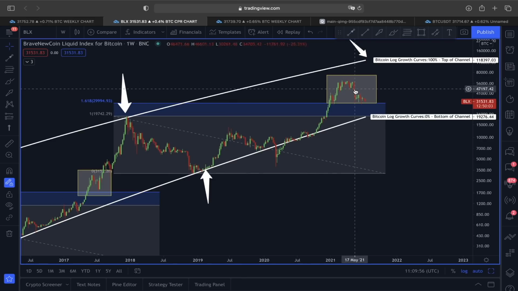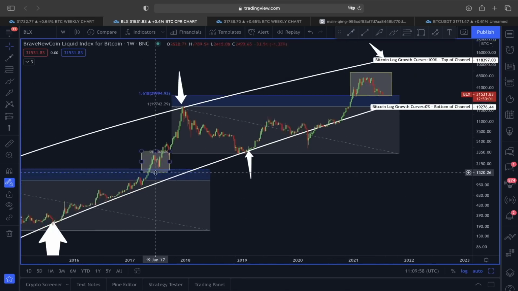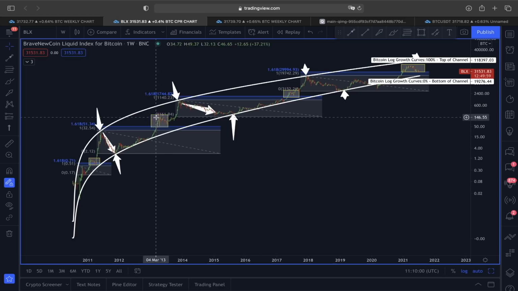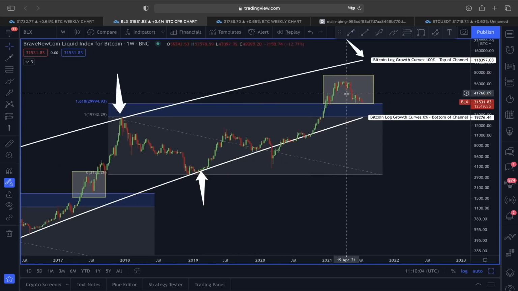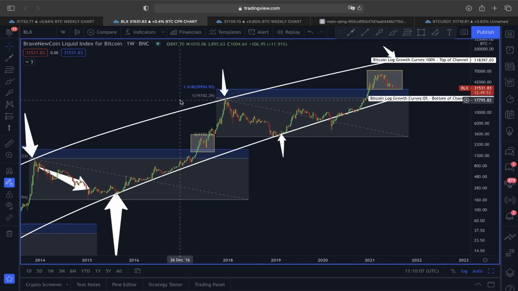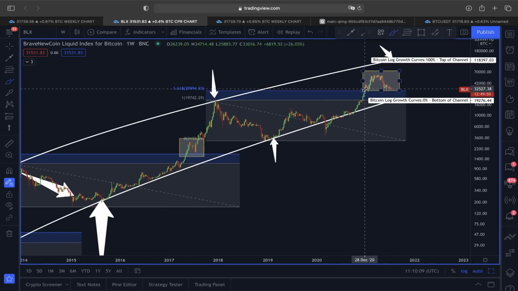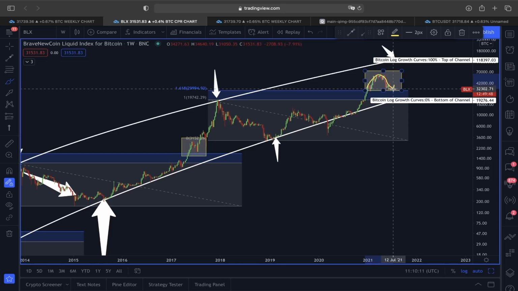And now this pullback here, just like from 2017, right? And also here from 2013 and also here from 2011, you can see this is also a pullback that is actually showing us that this pullback has happened plenty of times in the past Bitcoin price action whenever we have seen an actual bull market scenario playing out for Bitcoin.